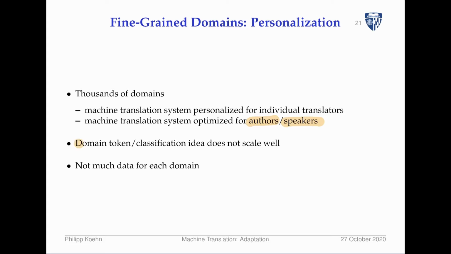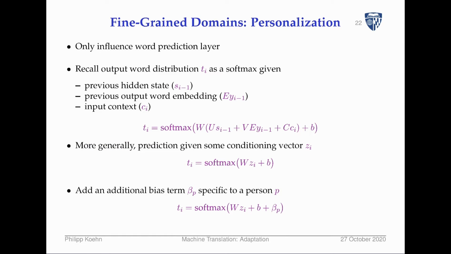Obviously, for these, the domain token classification idea doesn't scale very well because you're just going to end up with way too many of these domain tokens. And there's also very, very little data for each of these, what we now call domains, which is, for instance, just text translated by a particular translator or text authored by a particular author. So these are relatively tiny amounts. Here's a solution for that.